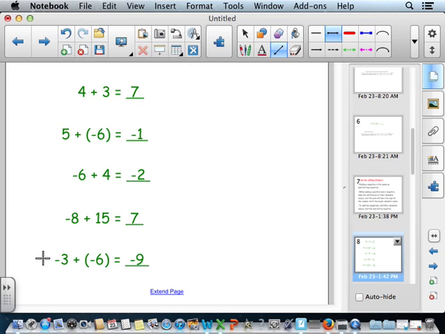Here I'm adding two negatives. My rule was, when you're adding two negatives, you can add their absolute values and the sum will be negative. Absolute value of negative 3 is 3. Absolute value of negative 6 is 6. 3 plus 6 is 9, but because they're both negative, my sum is negative.